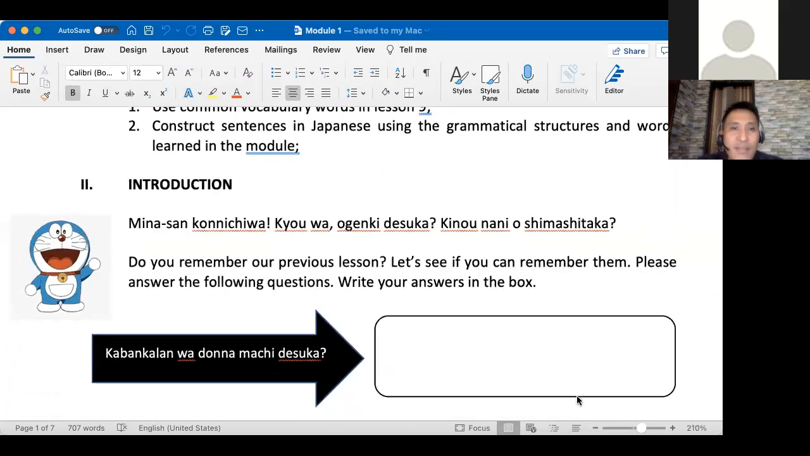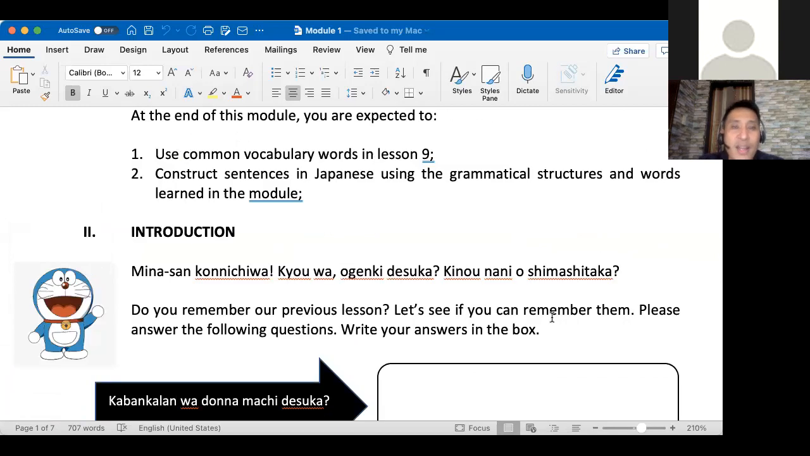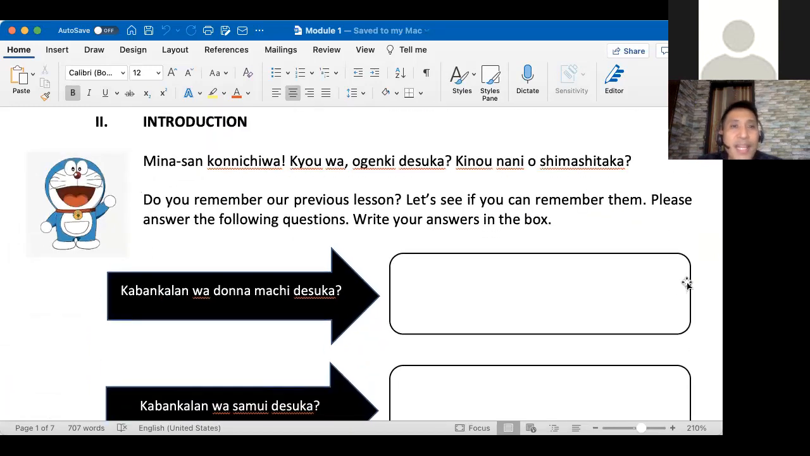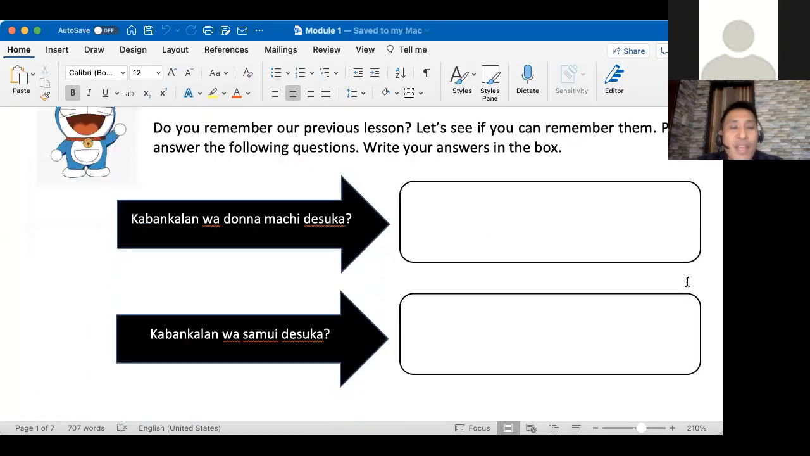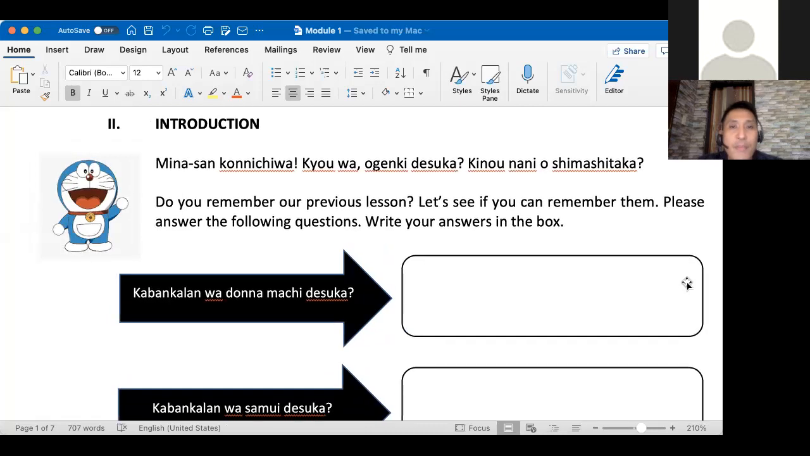It says in the activity, minasan konnichiwa, kyo wa o genki desu ka? Kino nani o shimashita ka? So it says here, hello everyone. How are you today? Kyo wa means today, and kino means yesterday. So, what did you do yesterday? Kino nani o shimashita ka? Okay. So we have here some questions like, do you remember our previous lesson?